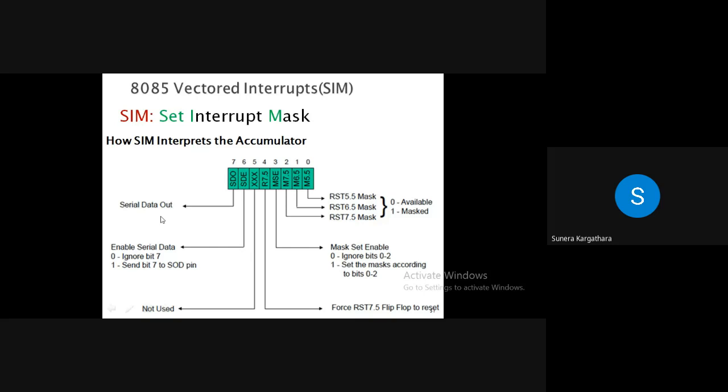Now, if this is the data that the peripheral wants to send to the processor, if it is 0, my information will be 0. If it is 1, there is some information. But this bit will work only when enable serial data is 1. Am I communicating, student?